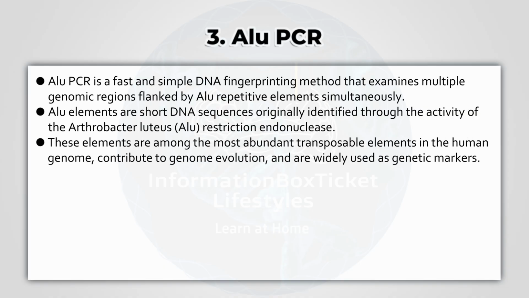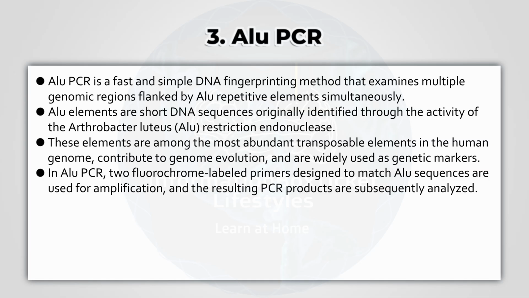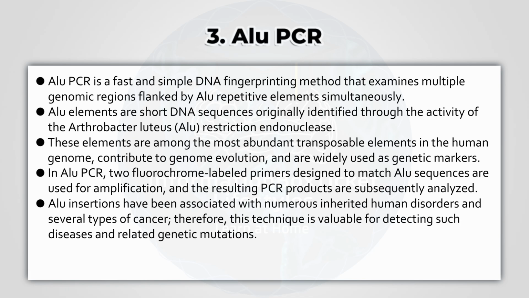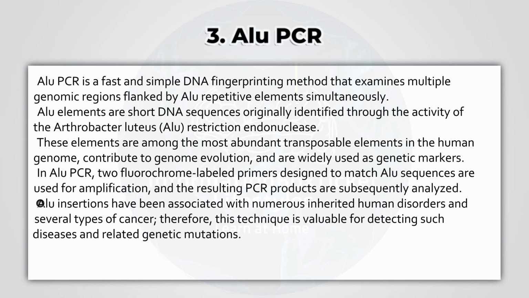These elements are among the most abundant transposable elements in the human genome, contribute to genome evolution, and are widely used as genetic markers. In Alu PCR, 2 fluorochrome-labeled primers designed to match Alu sequences are used for amplification, and the resulting PCR products are subsequently analyzed. Alu insertions have been associated with numerous inherited human disorders and several types of cancer. Therefore, this technique is valuable for detecting such diseases and related genetic mutations.